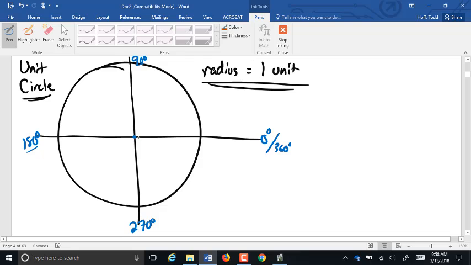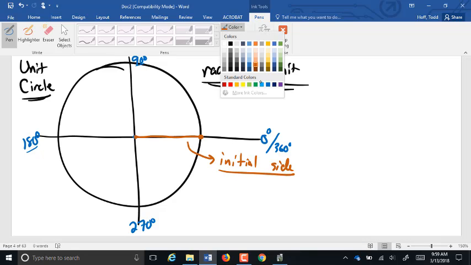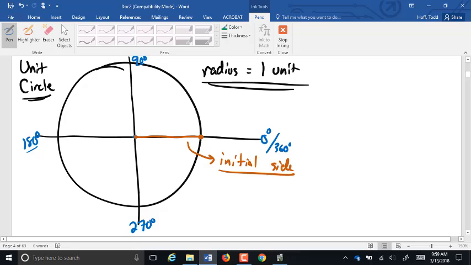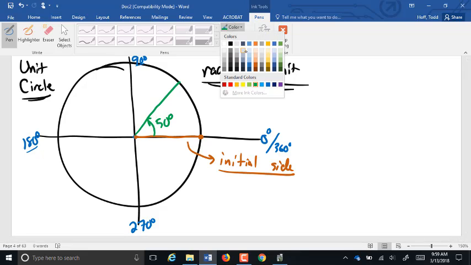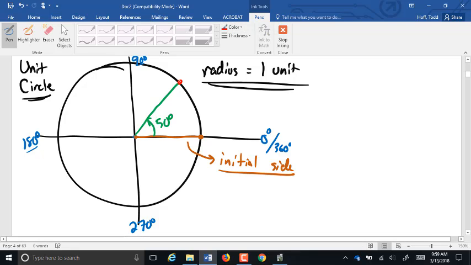But anyway, this 0 degree mark is what is referred to as the initial side of an angle. That's where all angles start. And our angles, as you can see by the labeling, go counterclockwise. So let's say that is 50 degrees. Now that 50-degree angle traces out a lot of things on our circle. It gives us this point here for one.